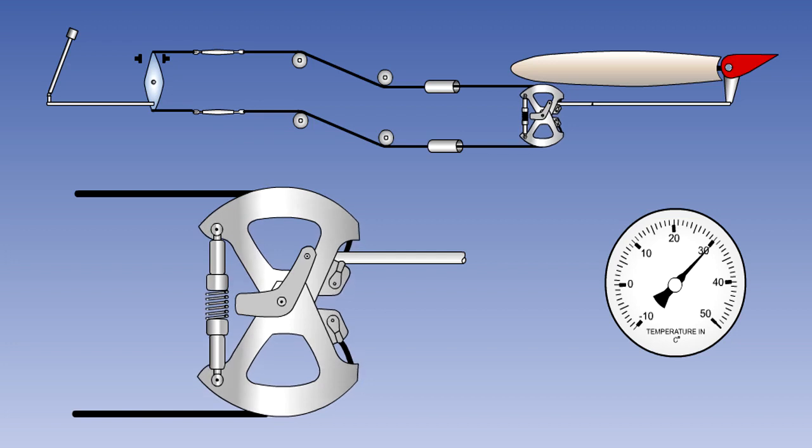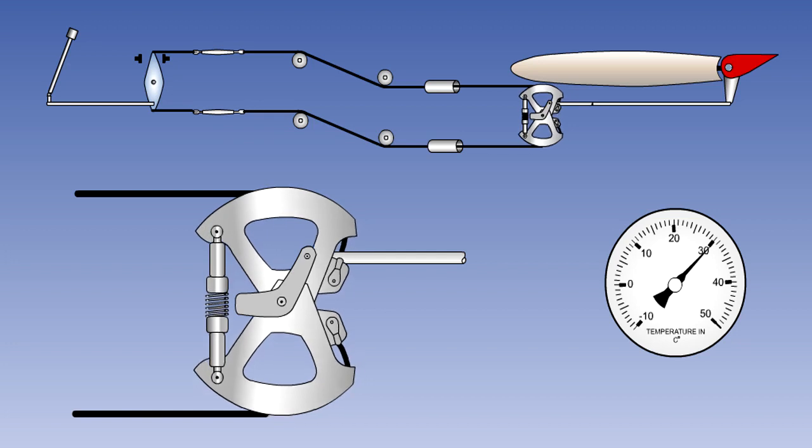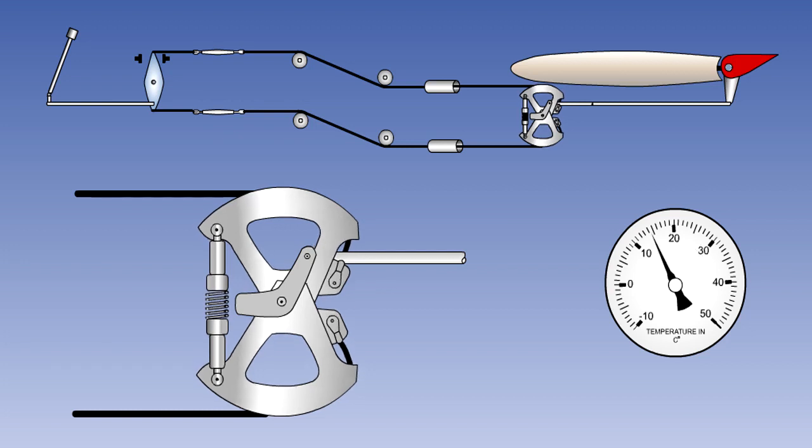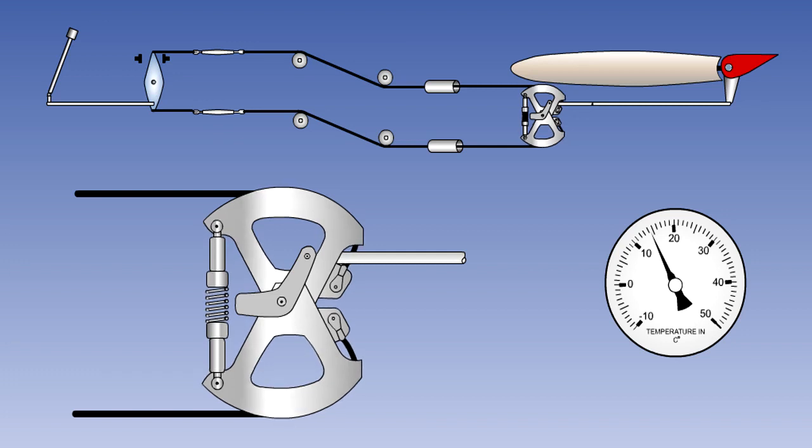If there is an increase in cable tension due to temperature change, then the cable tension will overcome the spring and rotate both quadrants as shown, reducing the tension back to the correct level. Similarly, if the tension reduces below the correct level, then the springs will push the quadrants in the opposite direction, again correcting the tension.